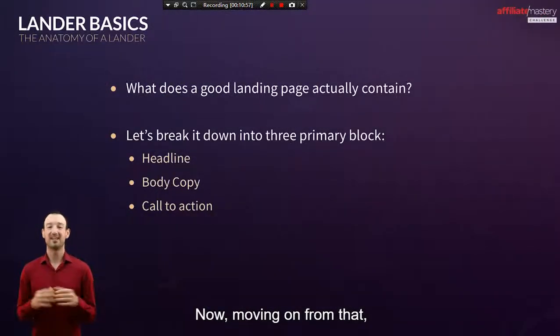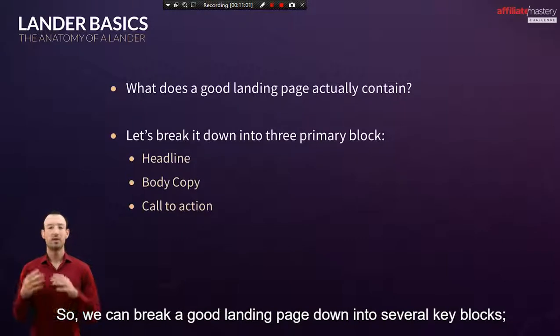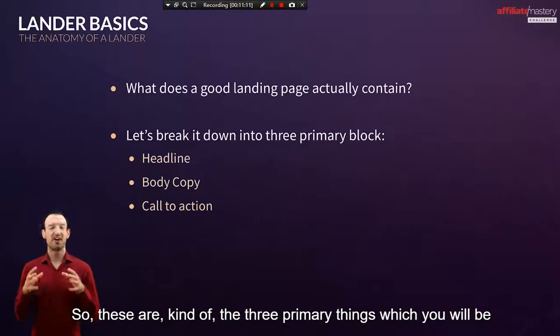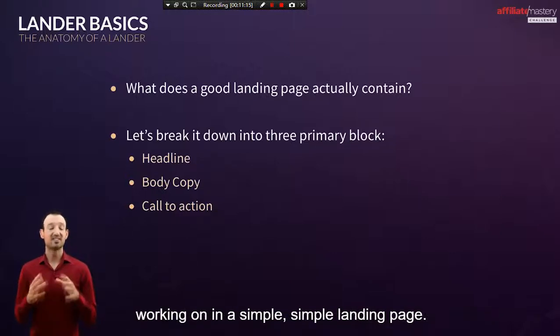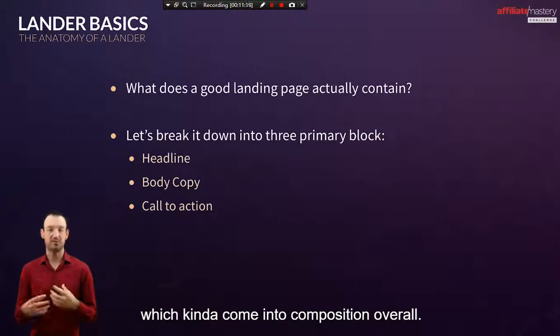Now, moving on from that, let's talk about landing pages and the anatomy of a good lander. We can break a good landing page down into several key blocks: the headline, the body copy, and the call to action. These are the three primary things which you will be working on in a simple landing page. I guess images are probably another one which come into composition overall.